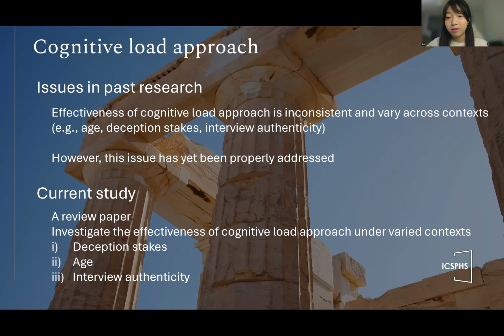In particular, the effect of this approach seems to vary across different contexts, such as age, deception stakes, and between laboratory and real life. Therefore, the main goal of the current study is to review the effectiveness of the cognitive load approach from the perspective of context. Mainly, I've focused on 3 contexts: deception stakes, age, and interview authenticity.